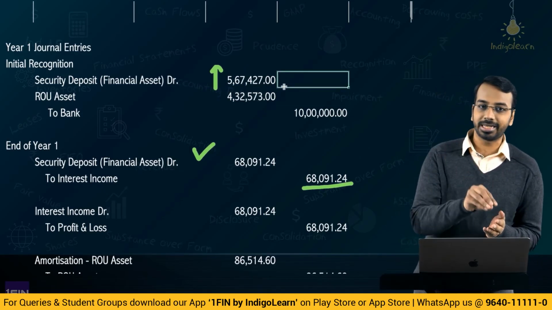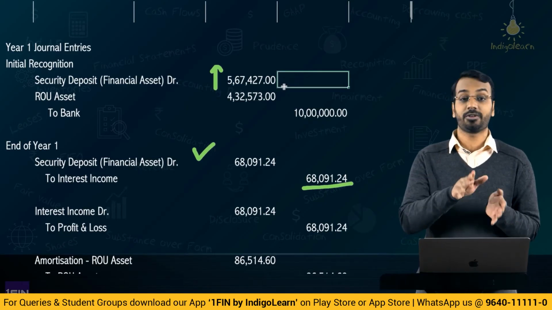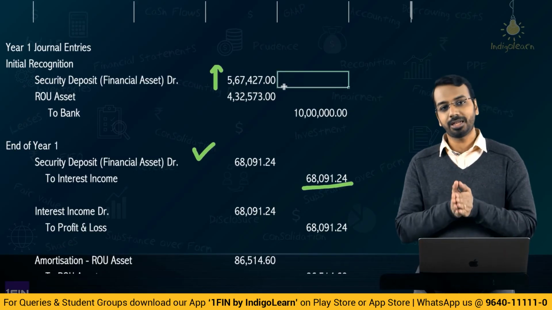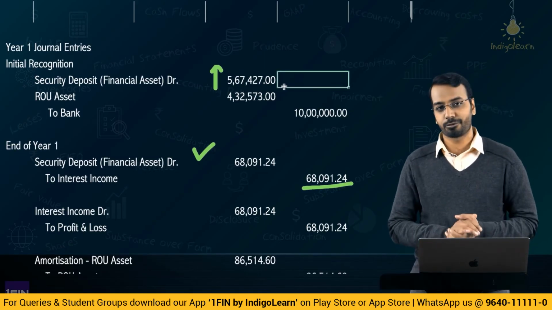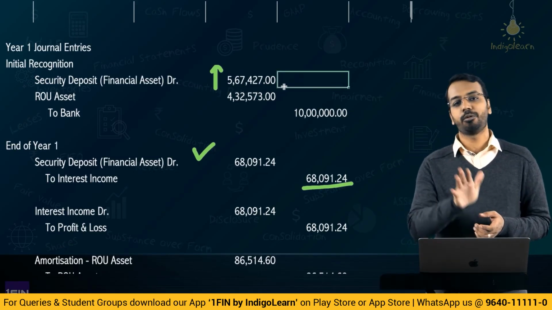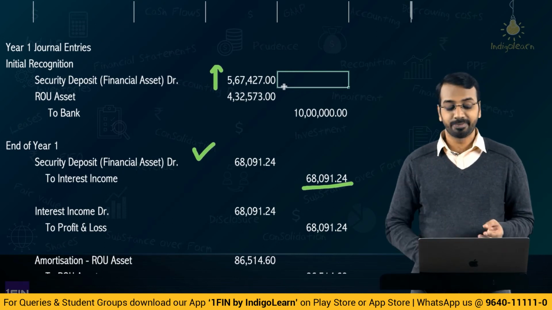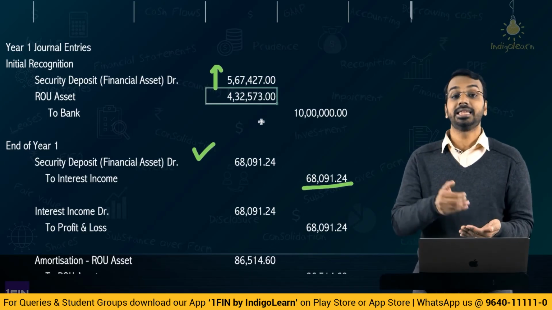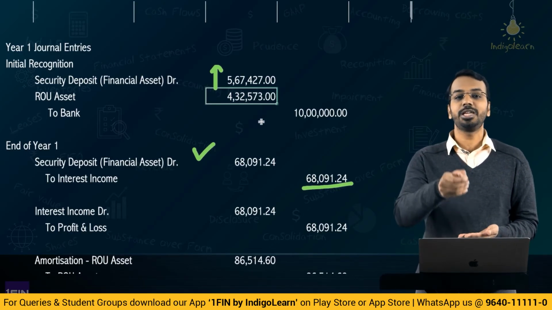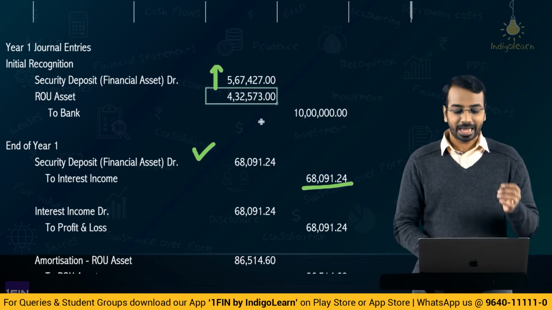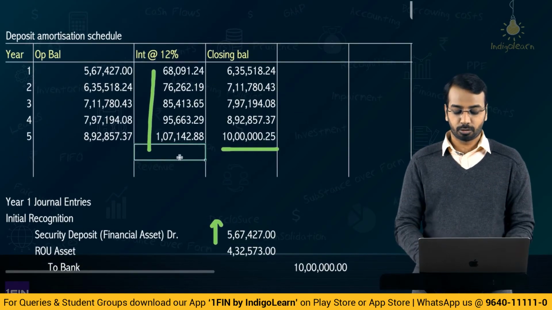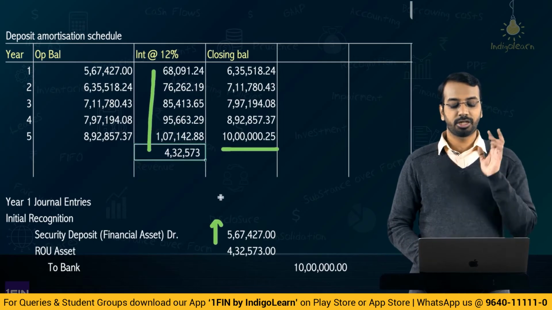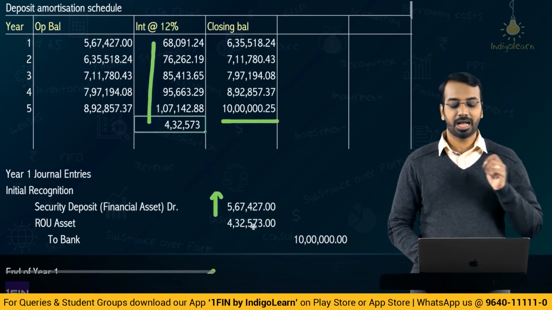On this you recognize interest income, because when you make a deposit, for example with a bank, you will get interest, right? Similarly here also, think you are making a deposit of 567,427 and recognize interest income over a period of 5 years, and this balance of 432,573, that is over and above the fair value, you consider as if you have made a prepayment of these rentals. And if you see another interesting thing, the total interest that is recognized over a period of time is 432,573, which is nothing but the ROU asset.